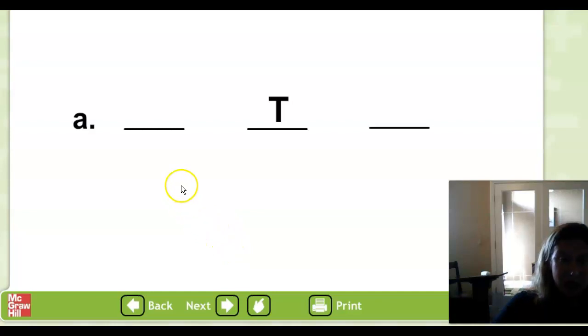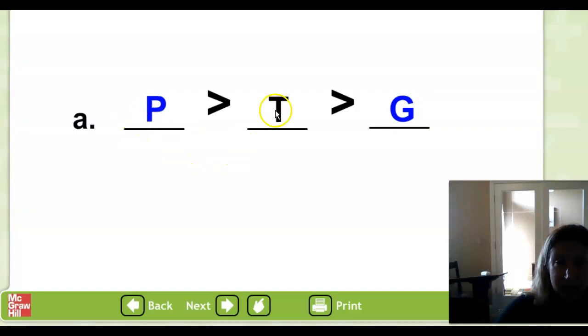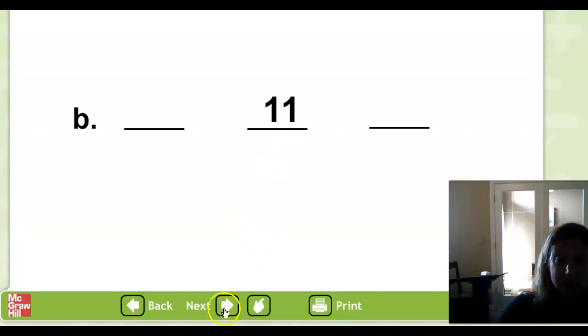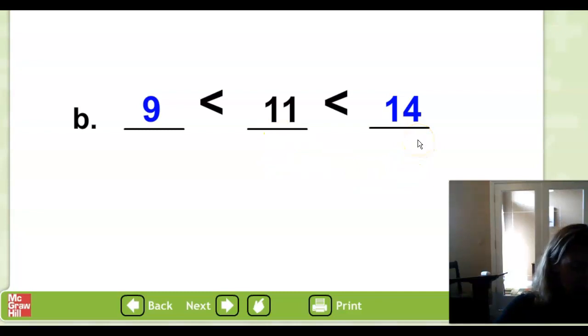So then looking up here on my screen, if you read A to yourself, how are you going to read it to yourself? What did you put? T in the middle? P, T, G. Okay, and then B, you had 11 in the middle. 9, 11, 14. Did you do okay on that? Good.